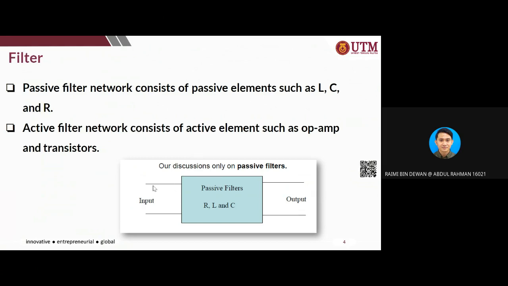So this is your input, and this is your output network. Then you have the passive filter in between, with R, L, and C components inside it. These together construct the passive filter.